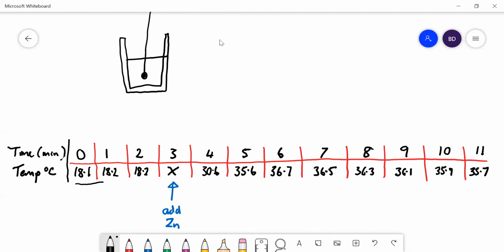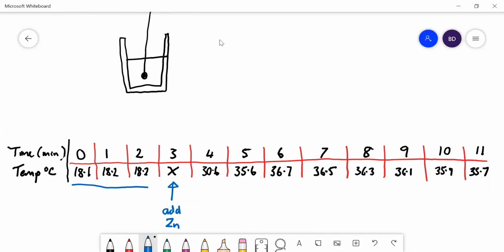Why don't we just measure it to start off with? It's quite often when you get something out of a bottle and pour it into a beaker, it goes a little bit colder or a little bit hotter than it was before. So look, it was 18.1 at first, and now it has steadied out at 18.2. So that's why you do that.